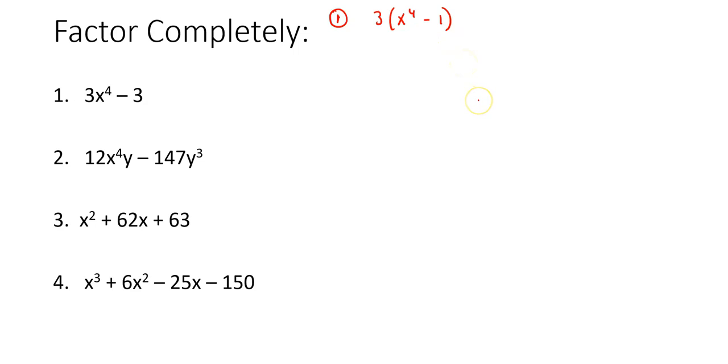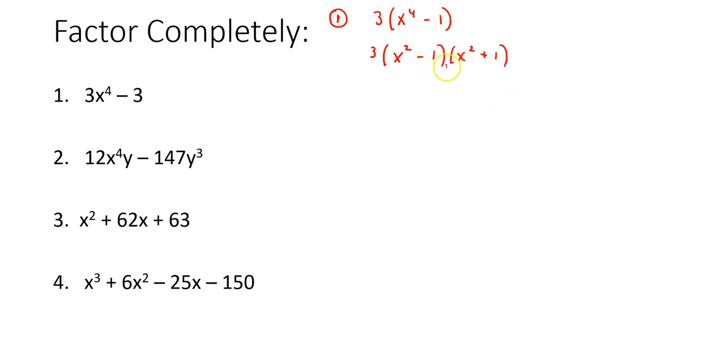All right, this looks to me like a difference of squares. X to the 4th is a perfect square, 1 is a perfect square. So the square root of x to the 4th is x squared. So it looks like an x squared minus 1 times x squared plus 1. Try multiplying it back together. X squared times x squared is x to the 4th, plus x squared minus x squared goes away. Negative 1 times 1 is negative 1. X squared plus 1 can't be factored any further.